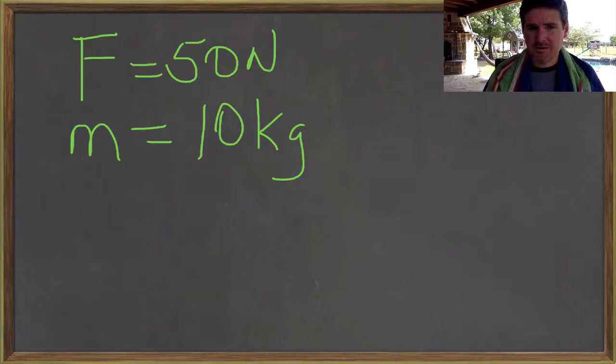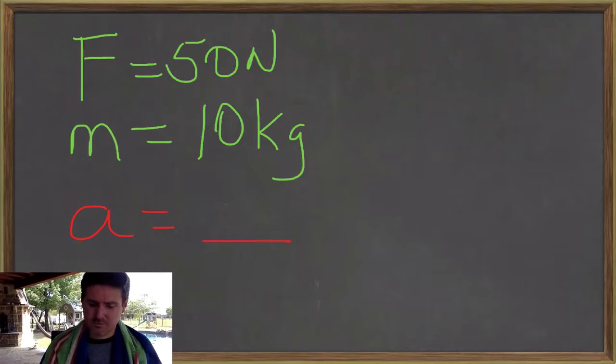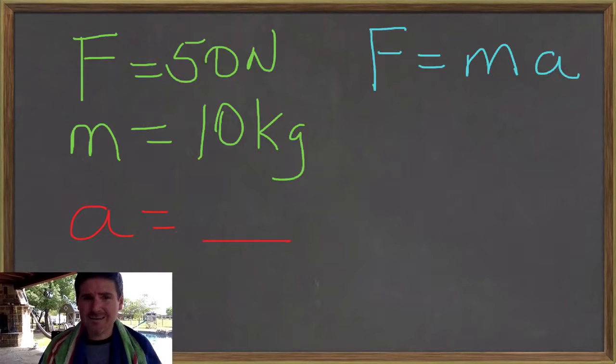Our next step is to identify our unknowns, and our unknown in this case is our acceleration. This is our question word. What are we being asked to solve for? A, for acceleration. I'm going to leave it as a blank just so I have an indicator that this is what I'm looking for. Next, we want to write the equation down.